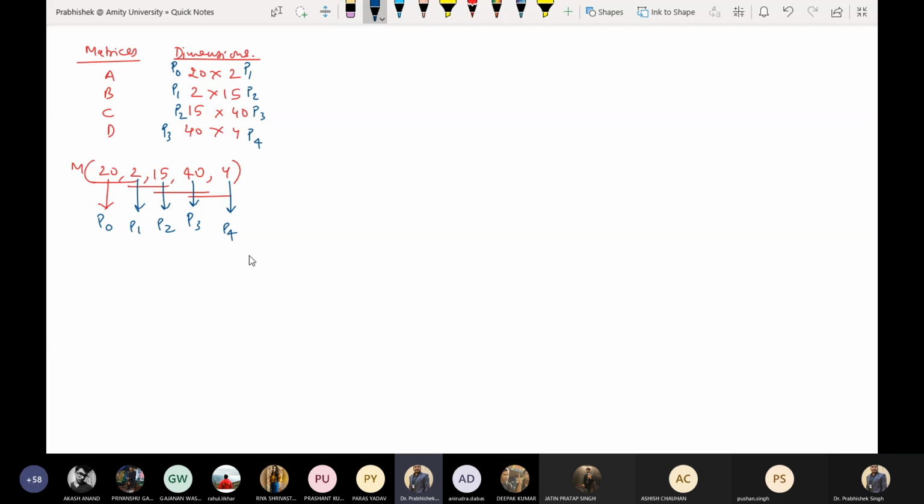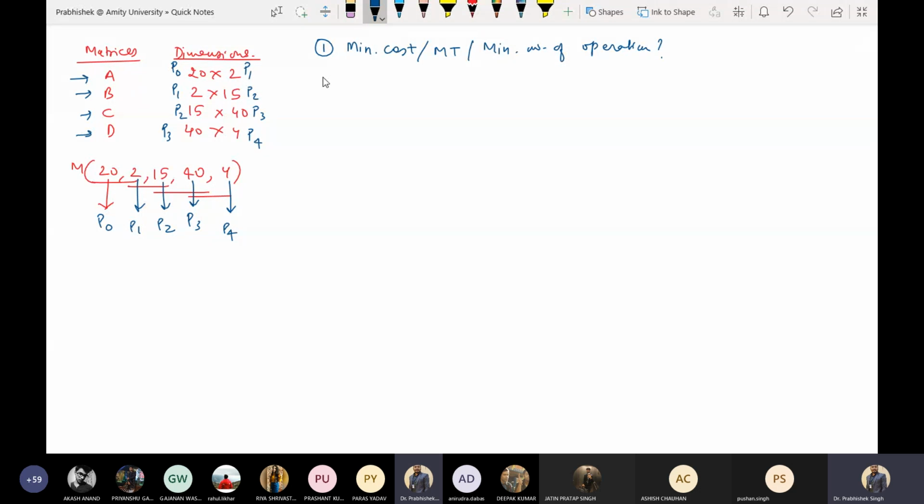This is P4. These are the dimensions and these are the matrices. Four matrices are given to you. The question asked is to find the minimum cost, or minimum time, or minimum number of operations. Anything can be given in the question, but you have to do the same thing. You have to draw the table of minimum cost. Please try to understand how I am doing so.